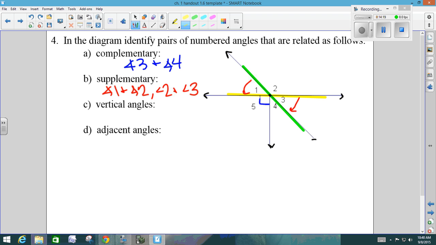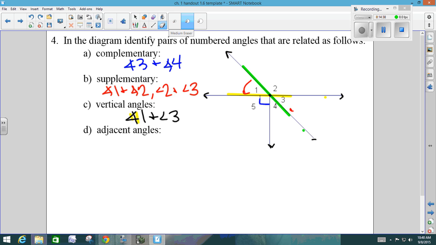Do those intersecting lines form angles then? Yeah, right here, 1 and 3. I wouldn't highlight that ray going down because it's a ray. Vertical angles are formed by lines, not rays.